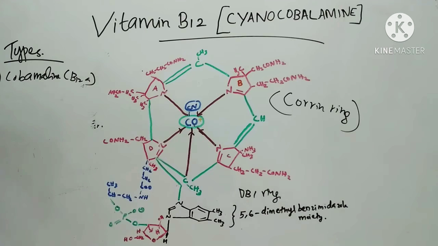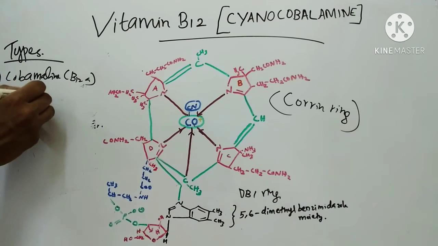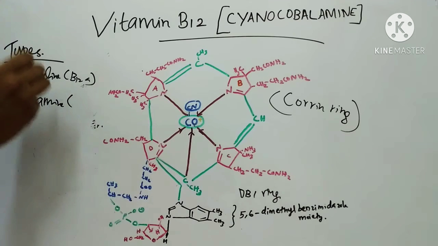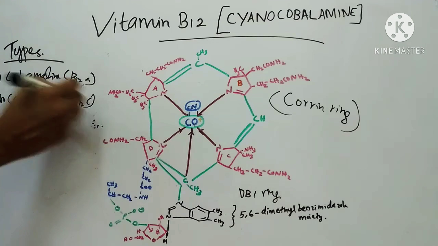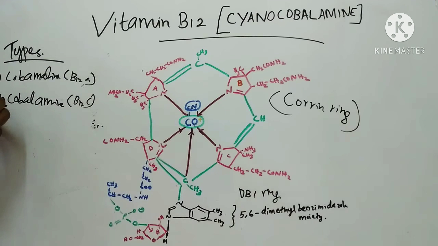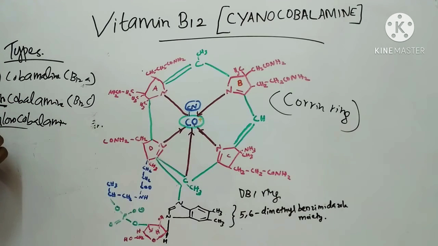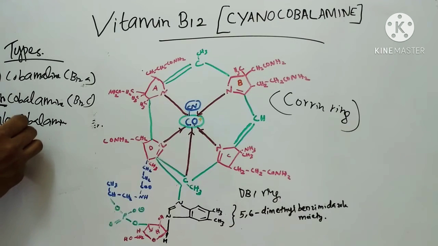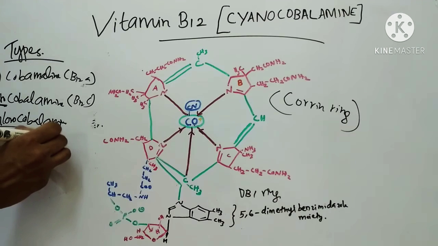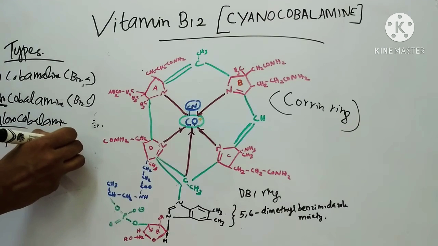Next is nitritocobalamine, or B12C. It contains NO2 group. Next one is chlorocobalamine. It contains chloride group. Then sulfatocobalamine. It contains sulfate.